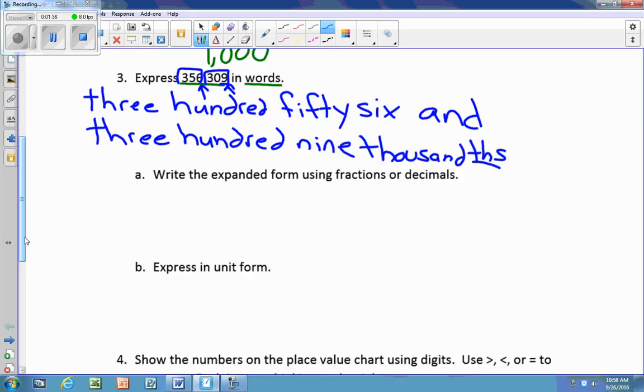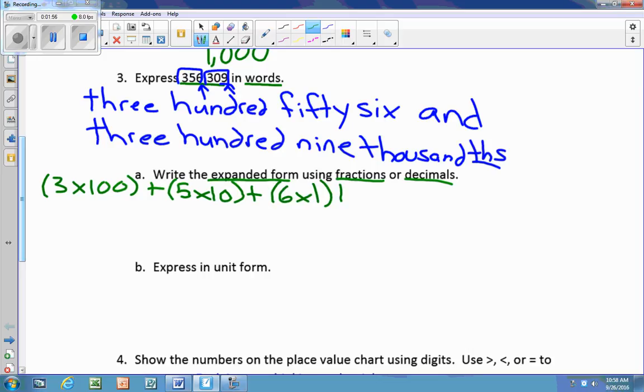Now we're going to take that same number and put it into expanded form. We can use fractions or we can use decimals. So we're going to start with the 3, and it's in the hundreds place, and the 5 is in the tens place, and then the 6 is in the ones place. And now I'm at the decimal side. The 3 is at the 1/10ths place. Then there's a 0 that I don't need to do, and then there's a 9 at the thousandths place. So I have to fill that in.